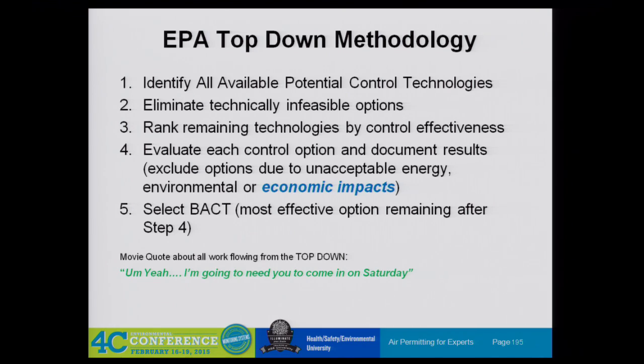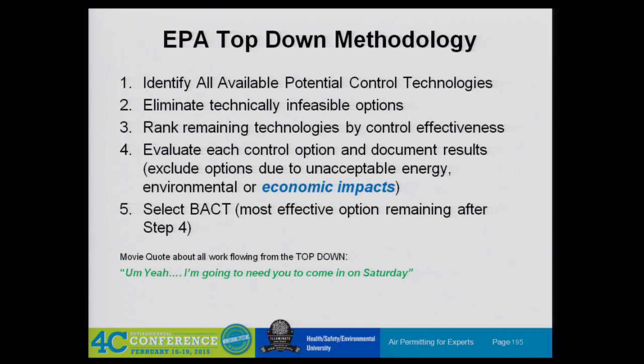Step 4 is evaluate each control and document results, excluding options due to unacceptable energy, environmental, or economic impacts. Most people start with the economic impacts because that's more cut and dry, more analytic. You figure out what it's going to cost, and if it's $3 million a ton, it probably isn't cost effective. If it's $5 a ton, it is cost effective. The number is somewhere in between. We'll talk about what is too much in a second. But do the economic impact, get a handle on that, so you get the highs and the lows figured out. And then start looking at the energy. If there are two options for the same control and one uses a lot more energy than the other, the one that uses less energy is preferred. More energy is also more cost, so it probably comes into your economic analysis as well.